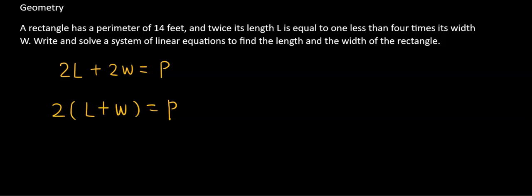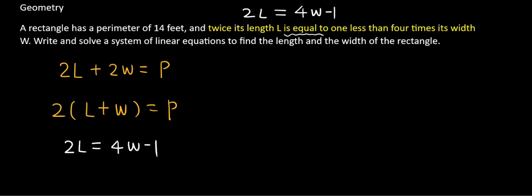And twice its length L is equal to 1 less than 4 times its width. We're going to translate here. Twice the length L is 2L, equals 1 less than 4 times its width, 4 times width minus 1. All right, we got our second one. So 2L equals 4W minus 1.